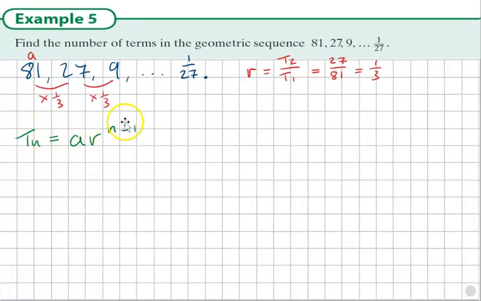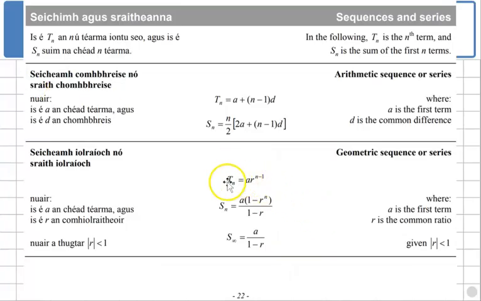So we're going to use this formula. It's from the formula book. No need to learn it off. So Tn is equal to A times R to the power of n minus 1. So that's in your formula book there under the geometric sequences or series section, where A is the first term and R is the common ratio.